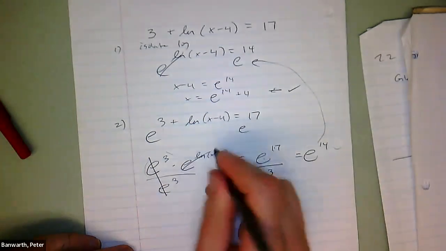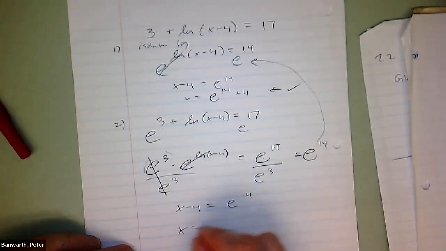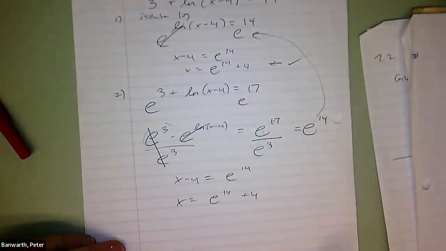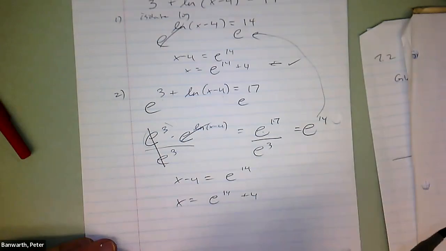And then those cancel, and I get x minus 4 equals e to the 14. x equals e to the 14th plus 4. I don't know why anyone would do it this way, but some people do, and that's fine. Isolate the log, then exponentiate, much easier.